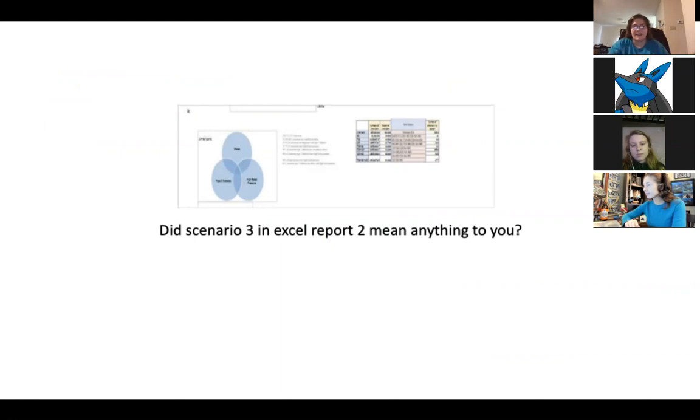Ruby, did scenario 3 in Excel report 2 mean anything to you? It did. Most people in my family have either diabetes or high blood pressure, and it showed me that you could have more than one of those if you aren't careful enough. So you really enjoyed the statistics part of this assignment. Awesome. Yes. Very nice. Thank you, Ruby.